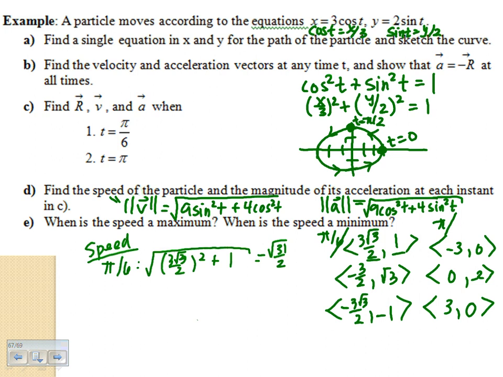Let's see if you can get that. So the speed at pi over 6, so about right there, is radical 31 over 2. That's how fast the particle travels. And what about at pi?